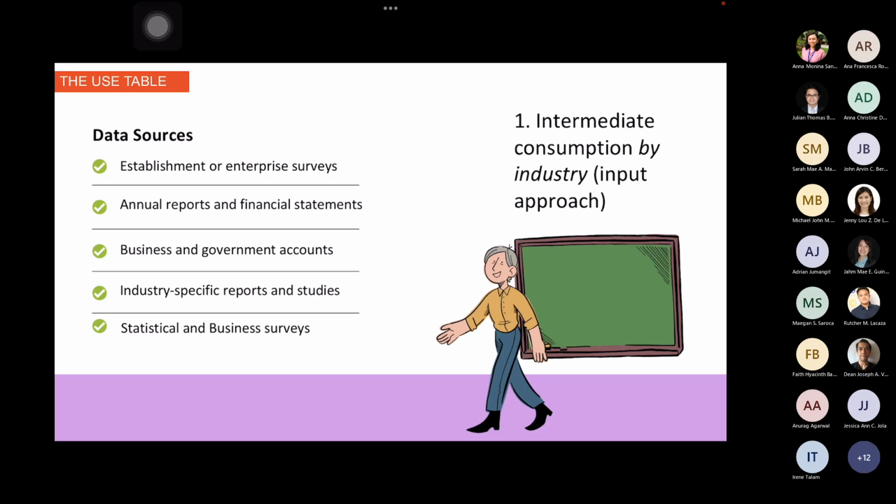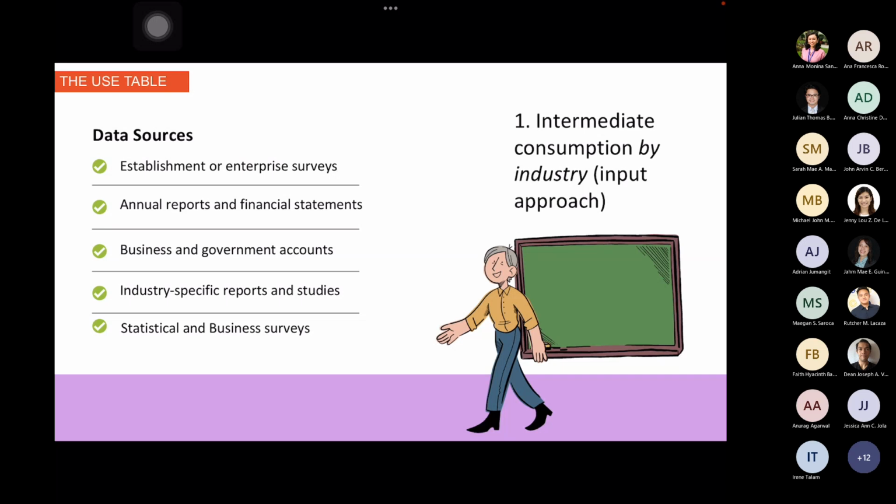So here first we have establishment or enterprise surveys, which supply information on the structural characteristics of industries. It also provides information on sales by establishments to other industries and inputs. Then next, we have annual reports and financial statements. So this can provide information on the cost incurred.